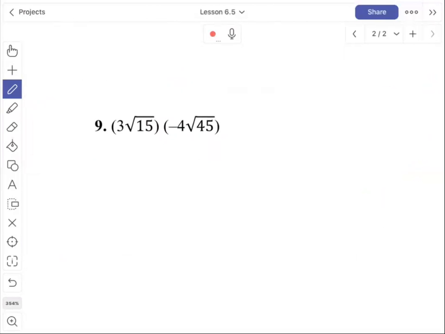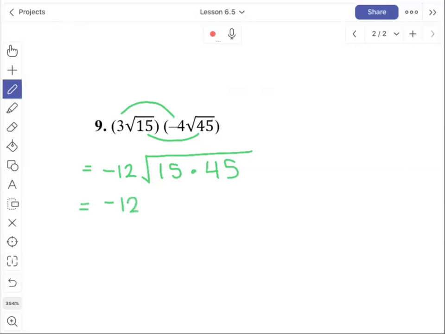All right, number 9, you were just multiplying. So when you multiply, guys, just multiply what's outside the radical together and multiply what's inside the radical together. Now, here's a trick for you. I wouldn't actually multiply 15 times 45. I would keep that separate because we're going to have to factor that out anyway.